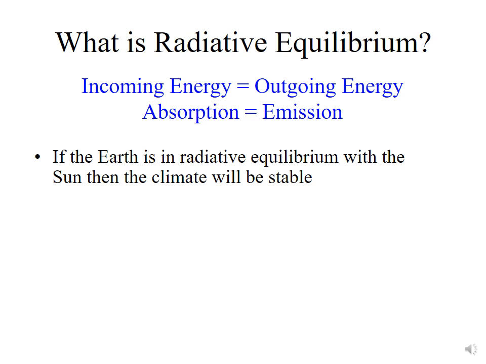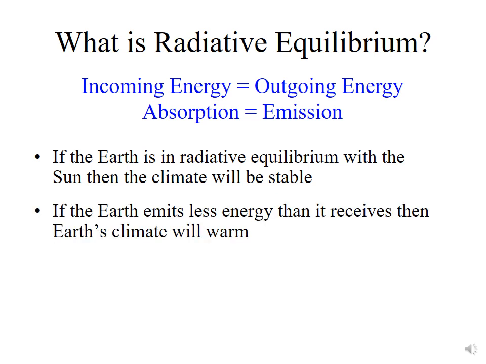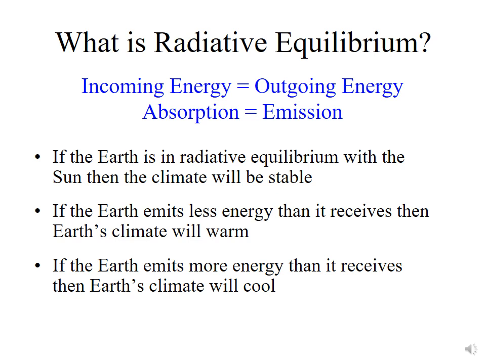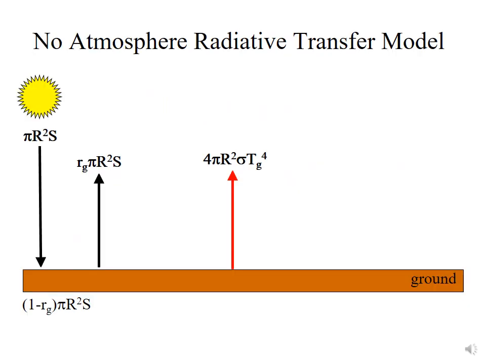So if the Earth is in radiative equilibrium with the sun, then the climate will be stable and the temperature will remain constant. If the Earth emits less energy than it receives, then the Earth's climate will warm. And if the Earth emits more energy than it receives, then the Earth's climate will cool. This is very analogous to your bank account. You have a savings account. If you spend more than you deposit, your bank account will go down, and if you save more than you spend, then your bank account will increase. That's the concept of radiative equilibrium.